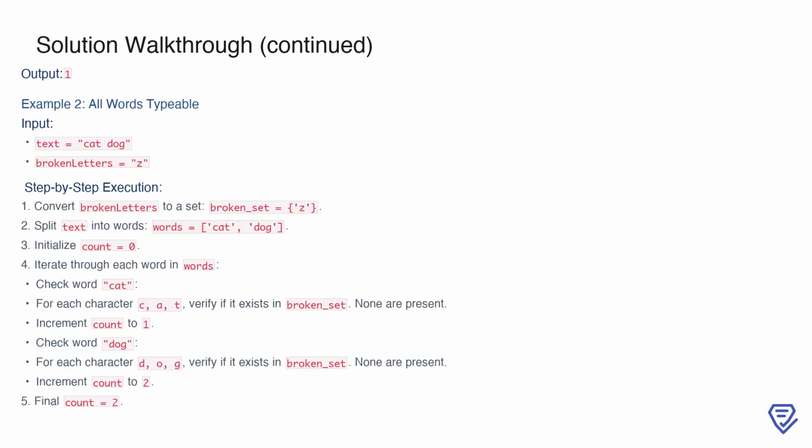For example 2, the input text is "cat dog", and the broken letters are "z". We start by converting the broken letters into a set, resulting in broken_set containing just Z.